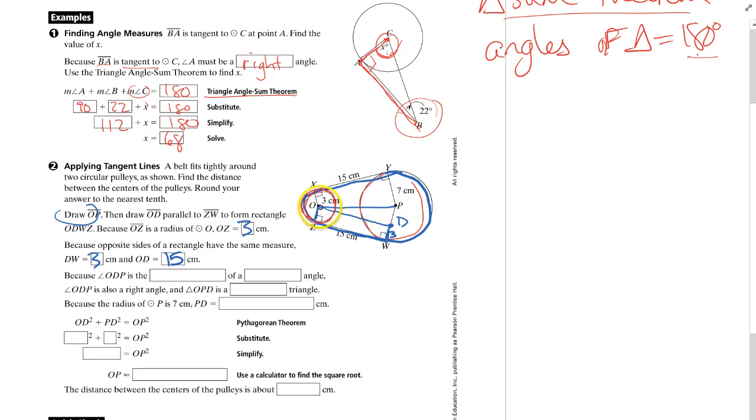Now, O to D to P happens to be another right angle. This is the supplement of a right angle, so it's a right angle. And now, because the radius here on this guy is 7, that means from P to W is also 7. But we already know 3 of it here, so that must mean this guy from P to D is 4.